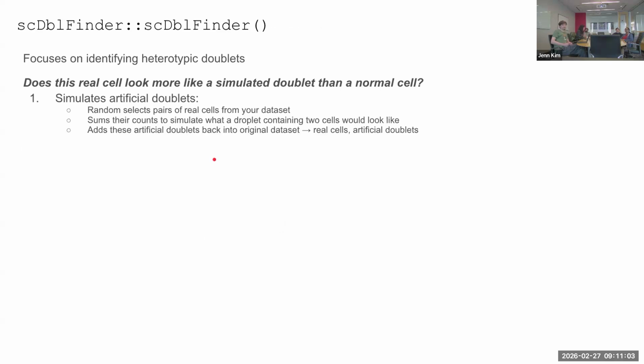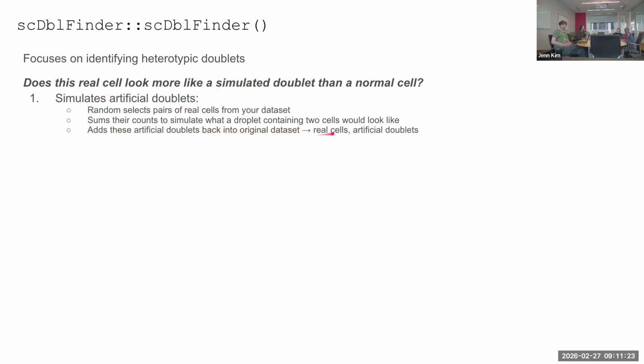ScDblFinder focuses specifically on identifying heterotypic doublets, so these are doublets that have cells of different cell types. It's asking essentially, does this real cell in my data set look more like a simulated doublet or more like a normal single cell? Under the hood, the way that it's calculating this, it first simulates artificial doublets. It will randomly select pairs of real cells from your data set, sum their counts to simulate what a droplet containing two cells would look like, and then adds these artificial doublets back into your original data set.